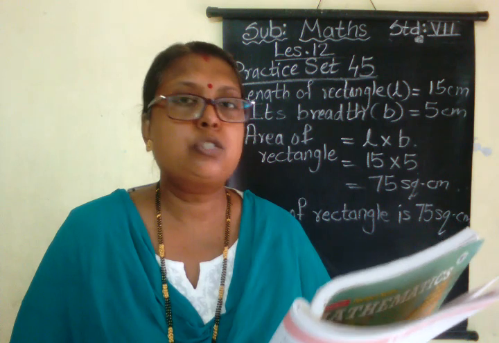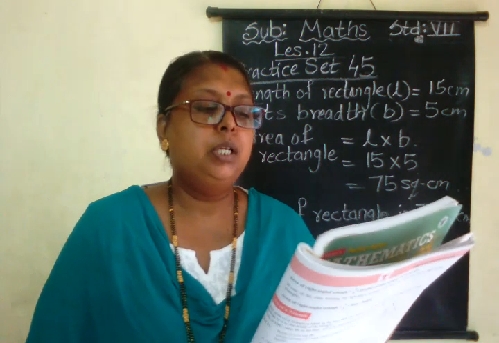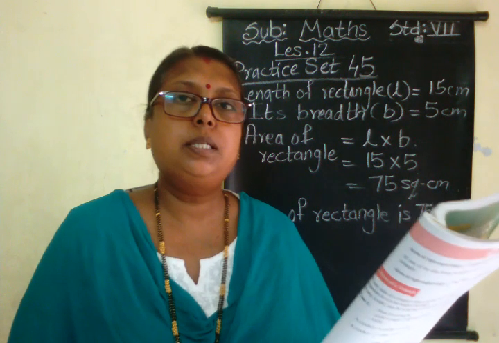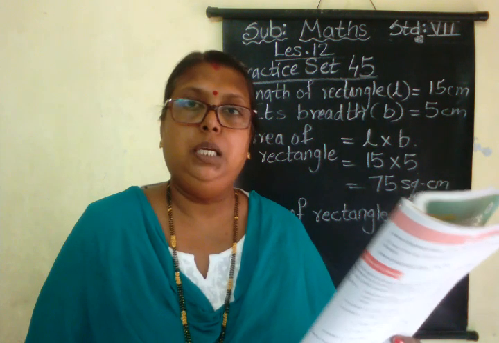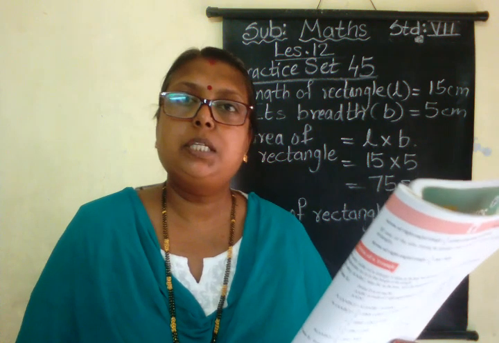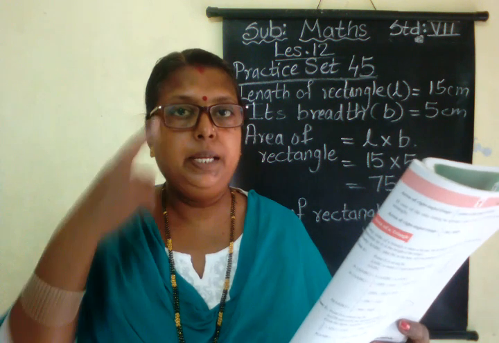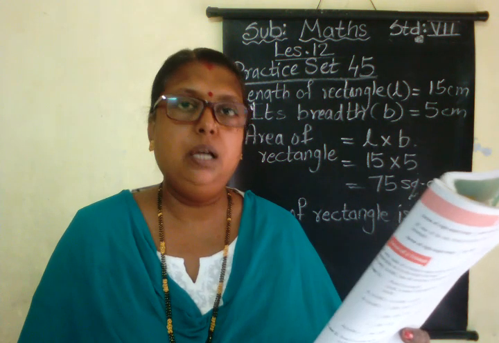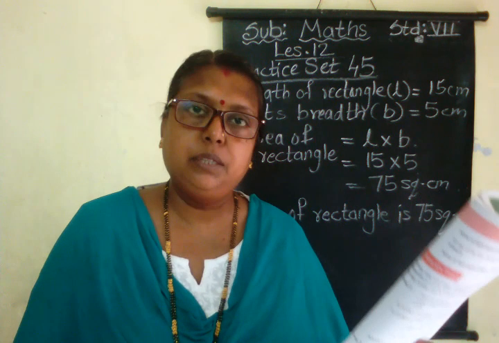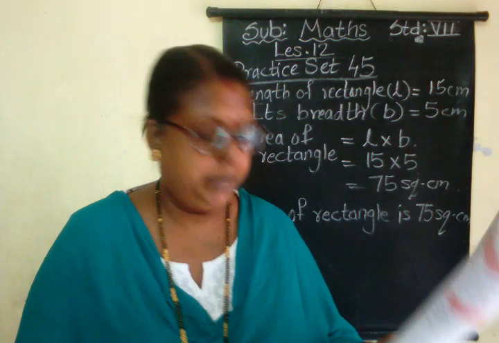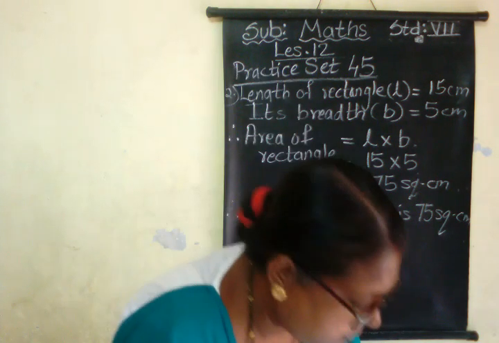Now they have asked us to find out perimeter. Now formula of perimeter is twice L plus B. Length is given but breadth is not given. Instead of breadth, area is given. So using the area, we have to calculate the breadth first and then the perimeter. So take down the sum.